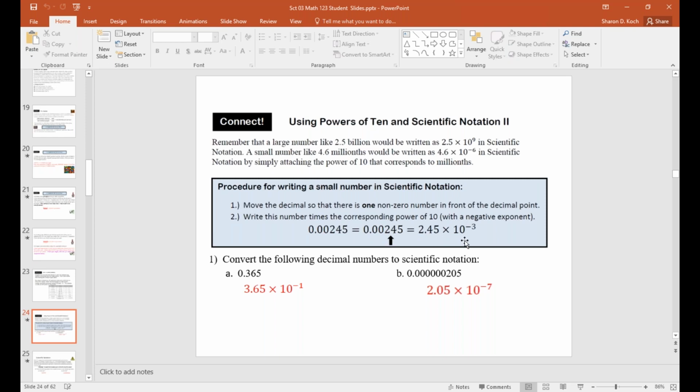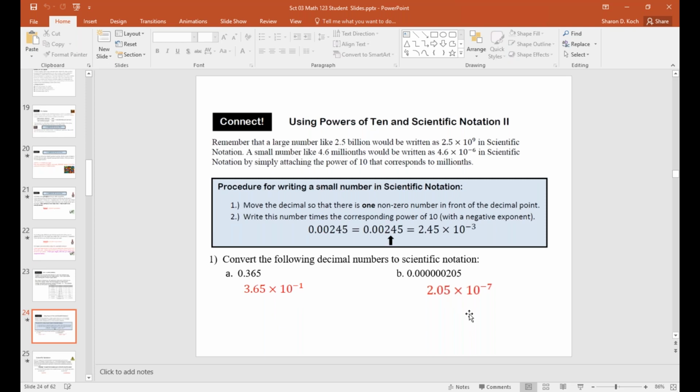Then I'm going to multiply by a corresponding power of 10. If the decimal point has been moved here, I'm going to have to go 1, 2, 3 places to the left. And remember, on a number line, to the left is the negative direction. So that means my exponent is going to be negative 3. Here's how we would convert these numbers into scientific notation.